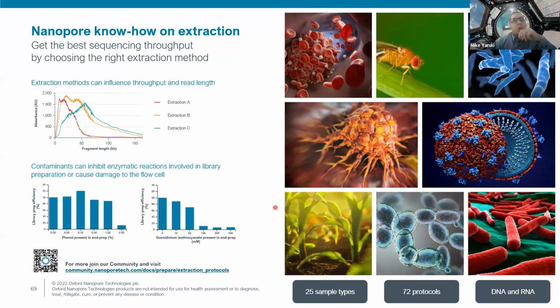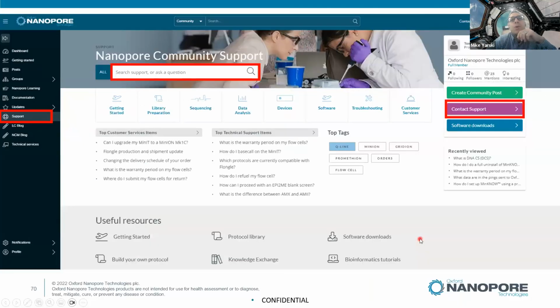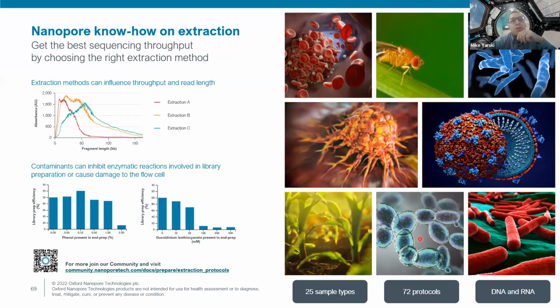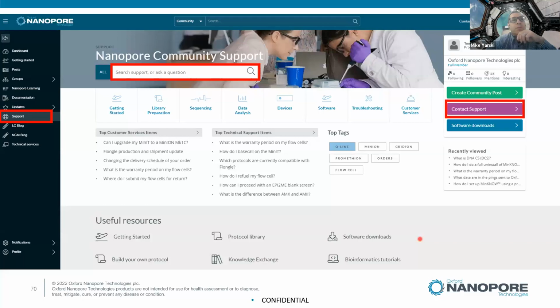There's also the Nanopore know-how. As I mentioned earlier, the extraction is critical for nanopore sequencing. We've got 25 sample types and 70-some protocols, so just use the resources that are there for you. And under support, if you have any issues, you can always write into support, but there are also some frequently asked questions there as well.